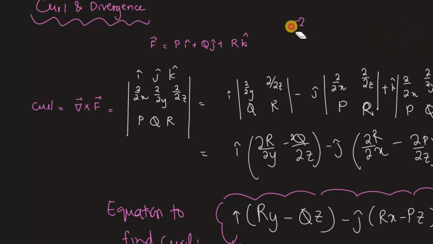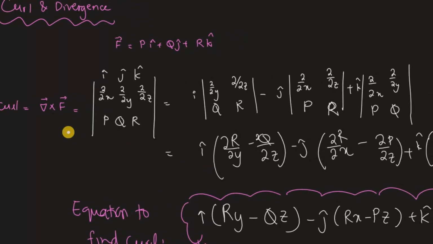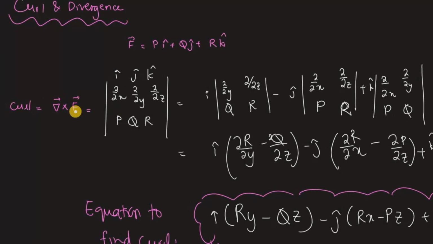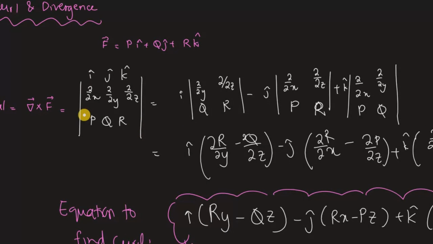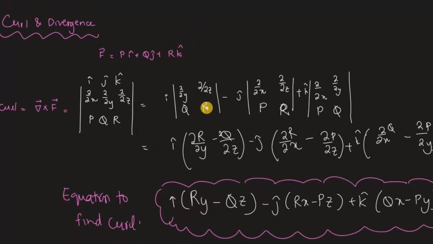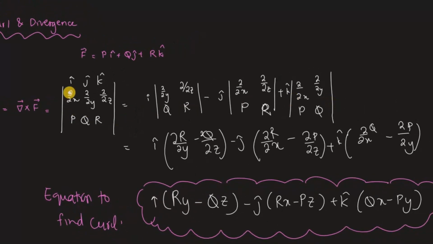Okay, and then you're going to cross product that with the gradient vector. Gradient vector, you guys remember, it's simply the partial derivative with respect to x, with respect to y, and with respect to z. So you're going to take the gradient vector and then cross product it with the P, Q, R, the function that you assumed over here, and then you are going to do the cross product like we do normally.